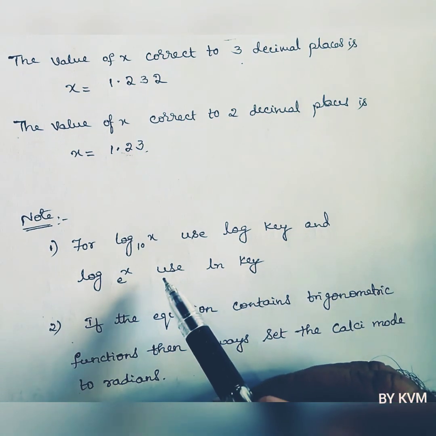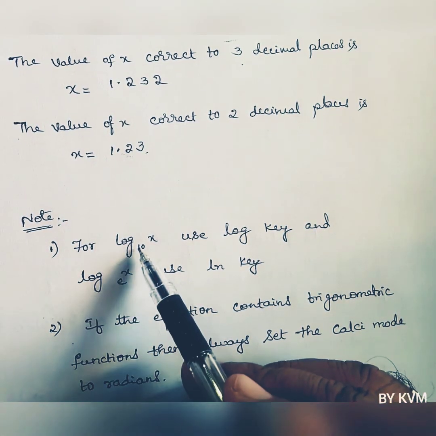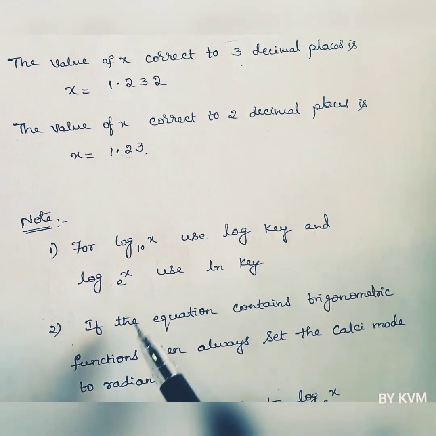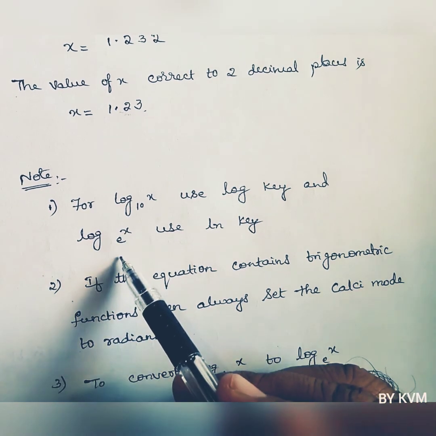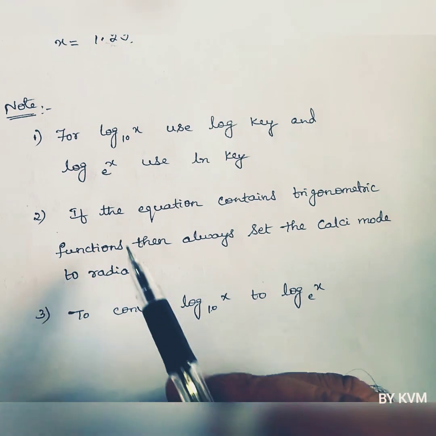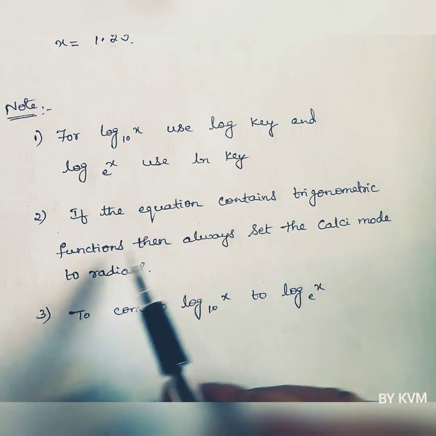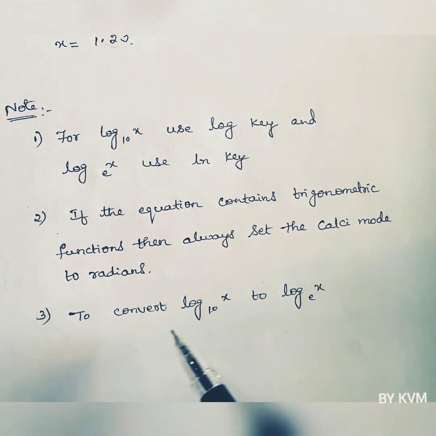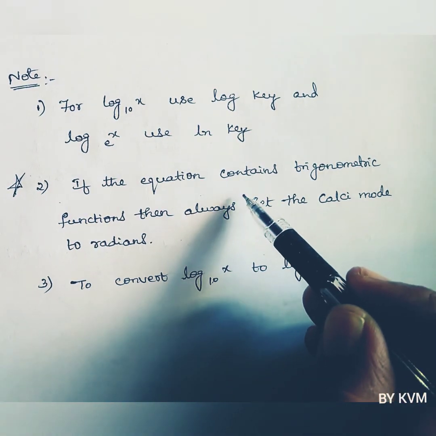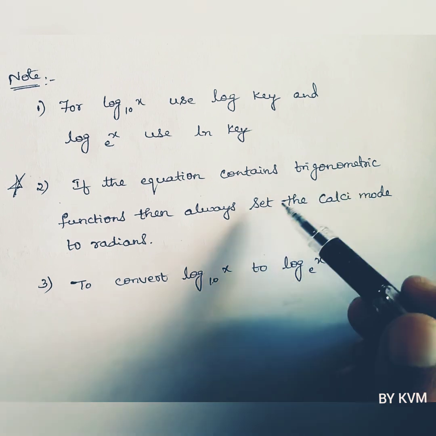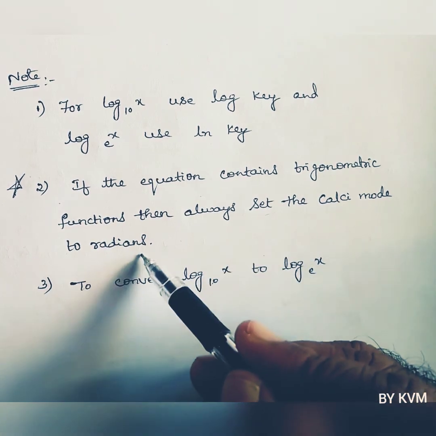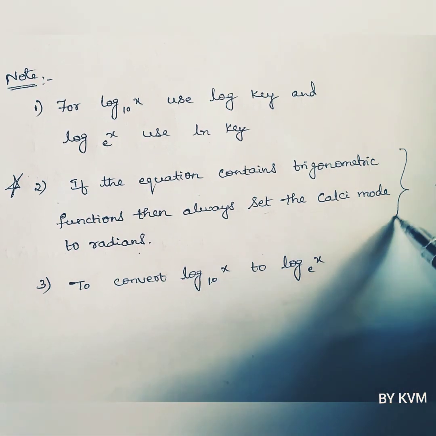There are important points to remember. In the equation, if there is log x to the base 10, always use the log key in the calculator. If the equation contains log x to the base e, you have to use the ln key. If the equation contains a trigonometric function like sin x, cos x, tan x, always set the calculator mode to radians. This is a very important point; you have to remember this.